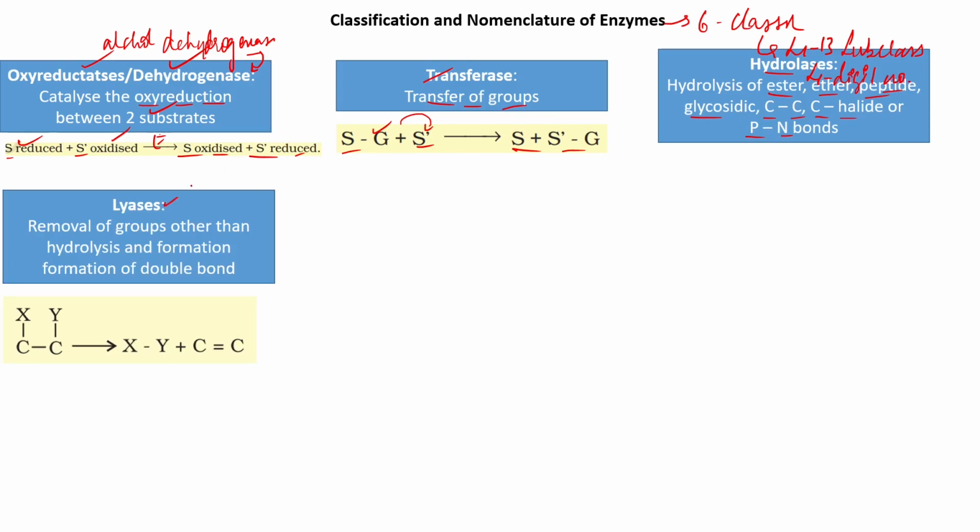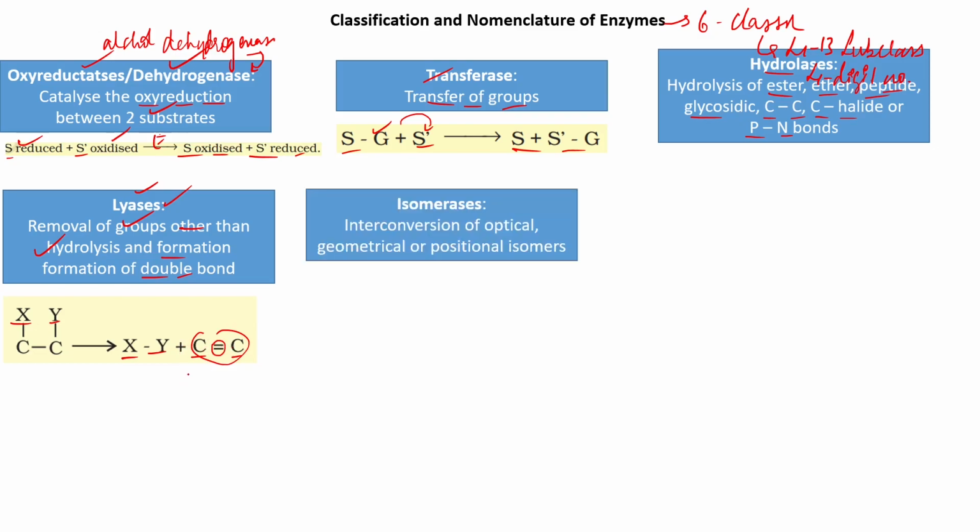The next one is the lyase. Even in the case of lyases there is removal of certain groups, but the mechanism is other than hydrolysis. Here water is not used, and the product will have a double bond. X and Y are groups that we require to remove. At the end of the reaction, in the presence of the lyase, X and Y are separated from the C and this group, and a double bond is formed between these two carbon atoms.